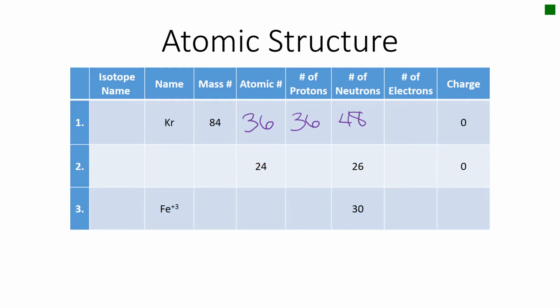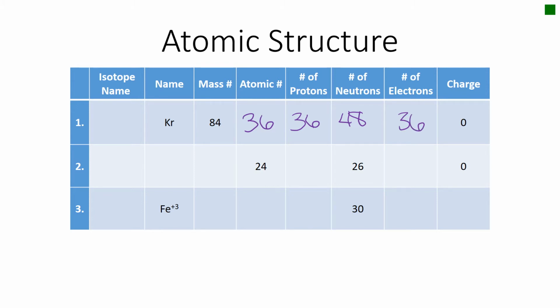Your charges come straight from your protons and your electrons. The only thing electrons do is they contribute towards the charge. That's it. They don't have a mass, so they don't contribute towards anything else. And so if your charge is 0, that means your positives equal your negatives, which means your protons, which only give positives, is equal to your electrons, which give you the negatives. So in this case, your number of electrons would be 36.